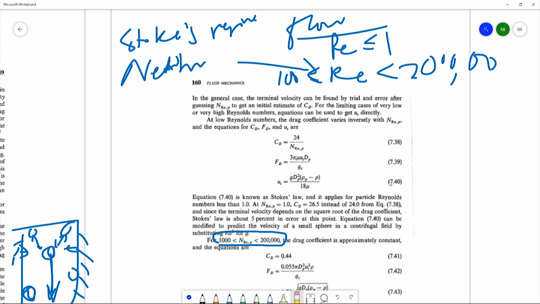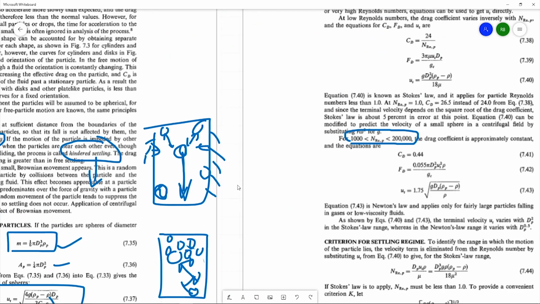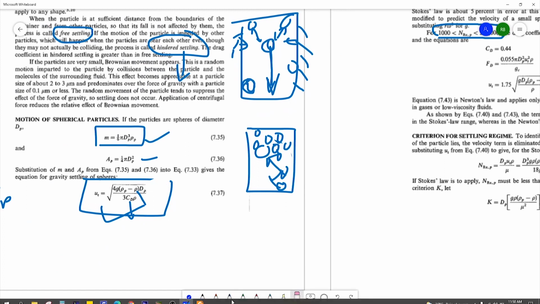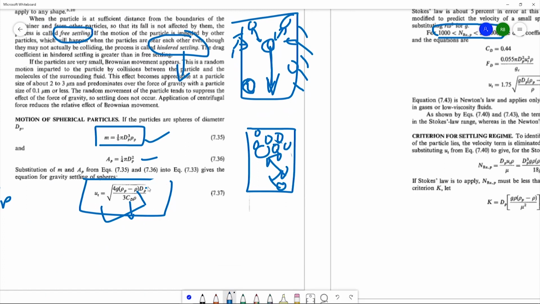Okay, so why do you need Reynolds number? Reynolds number is needed to calculate the drag coefficient, right? So as you can see in this formula, you know everything, right? You know the diameter of the particle, the density of the particle is given, the density of the fluid is given, the gravitational acceleration, you only don't know CD, right? How to calculate the drag coefficient? So first you have to know the Reynolds number. If you know the Reynolds number, you can easily calculate the drag coefficient, right?